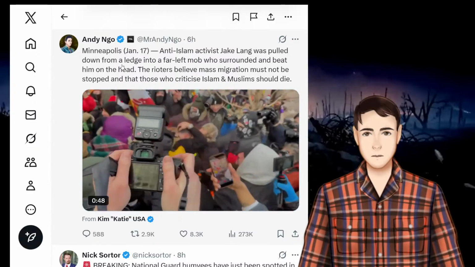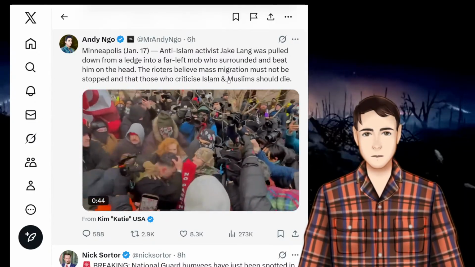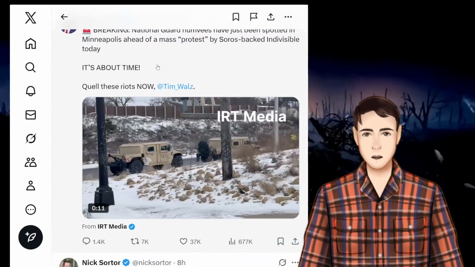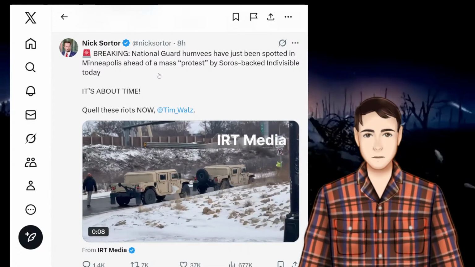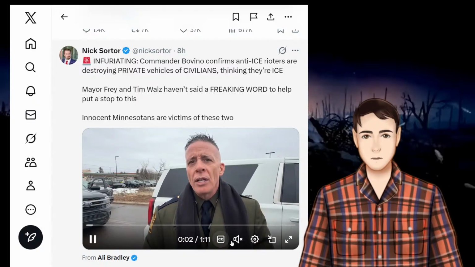Anti-Islam activist Jake Lang was pulled down from a legend to a far-left mob who surrounded him and beat him on the head. The rioters believe mass migration must not be stopped. Well, he's... Oh, and what's his face over here? What's he gotta say?